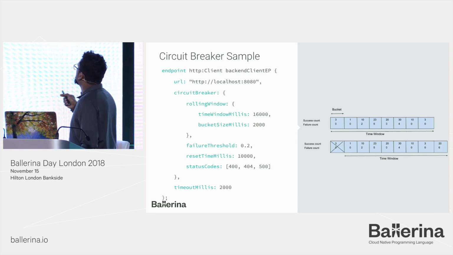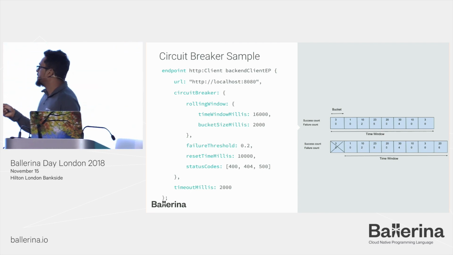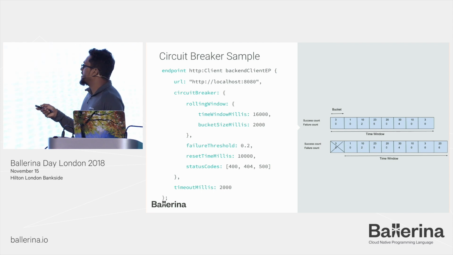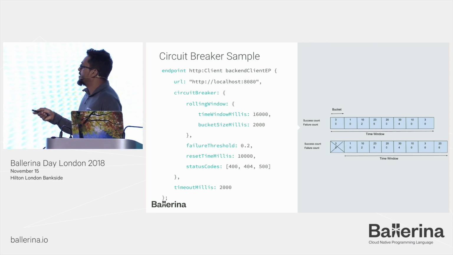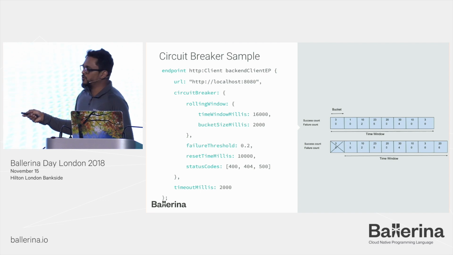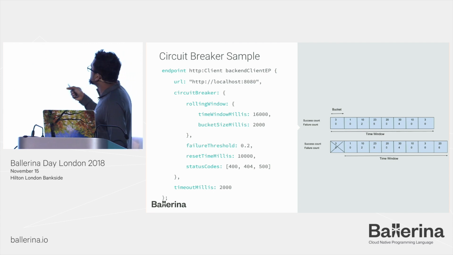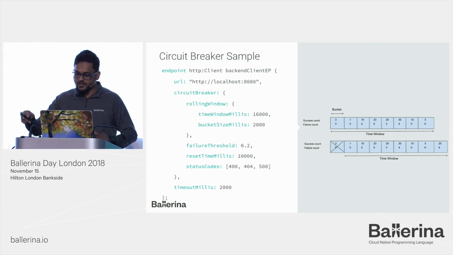So within that particular time window, what we are saying is, if 20% of the requests fail, we will trip the circuit, right? And then it will be in a tripped state for 10 seconds. And then again, about the status codes, this is the failover. You can specify the HTTP status codes which can be considered as factors for tripping the circuit. And then there's a timeout as well. So that's how the circuit breaker configuration works.